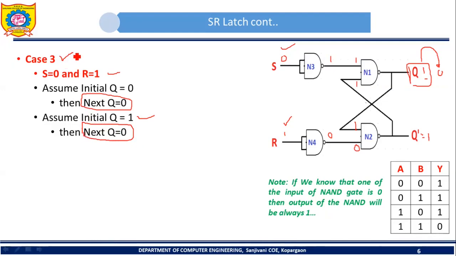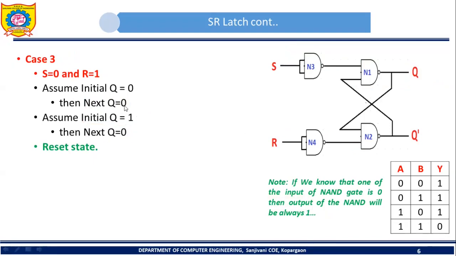So what we can say about case number 3? So here I can say that in SR latch, if I keep S equal to 0 and R equal to 1, then always next Q or next state of SR latch will be 0. So here I can say that case number 3 corresponds to reset state. That is, SR latch is going to reset, means its output is going to become 0. So if I want to store 0 in SR latch, then I should apply this input to SR latch, that is S equal to 0 and R equal to 1.